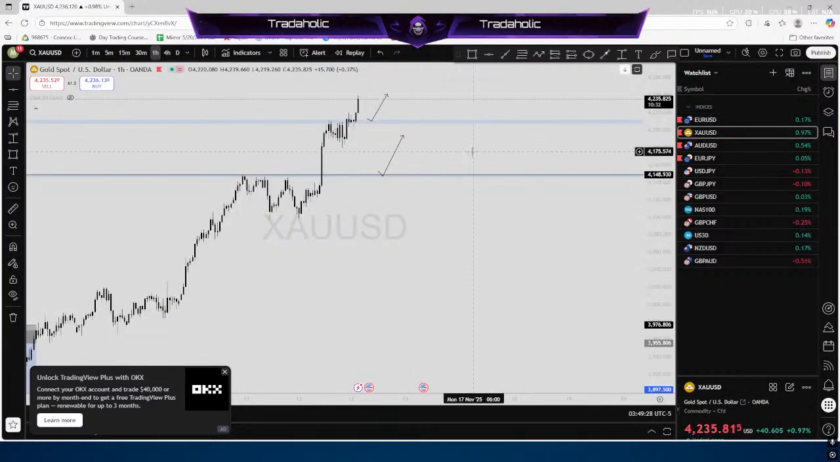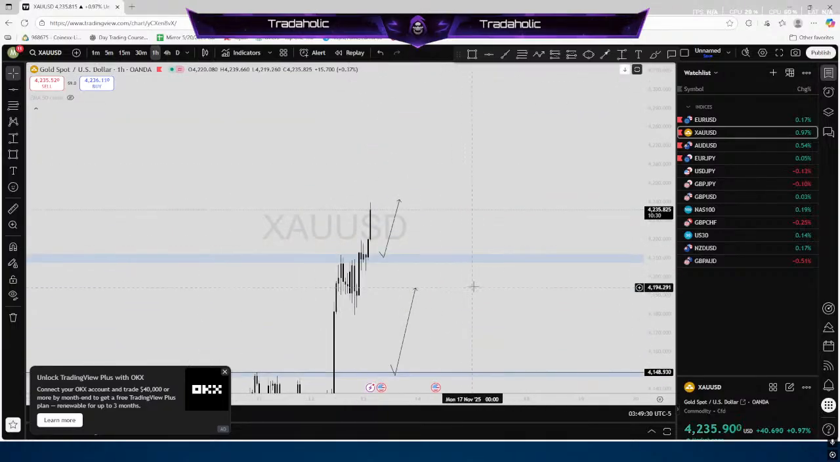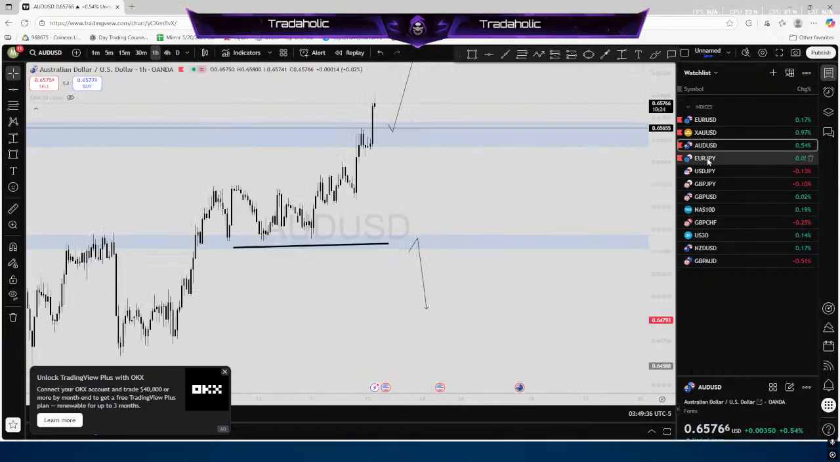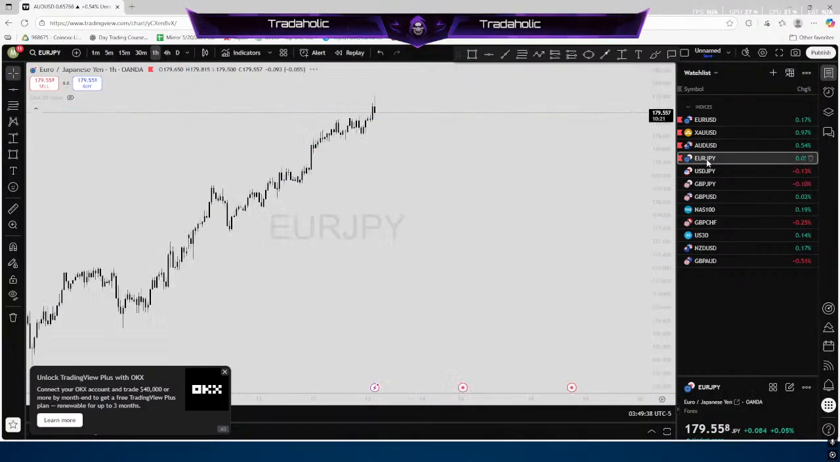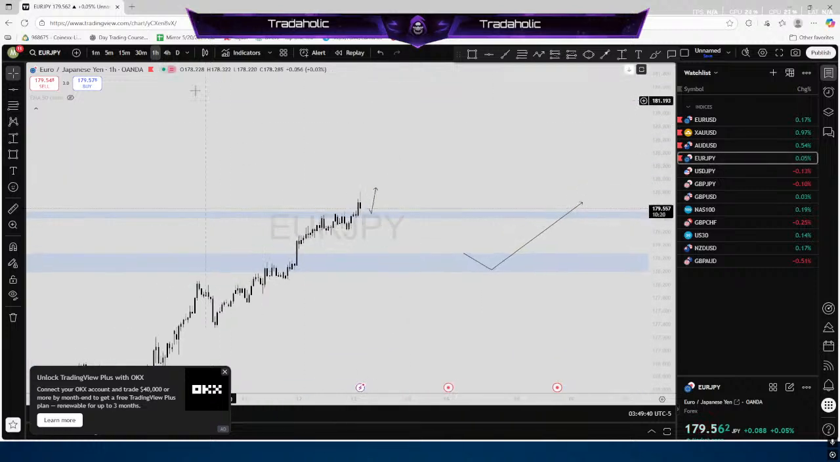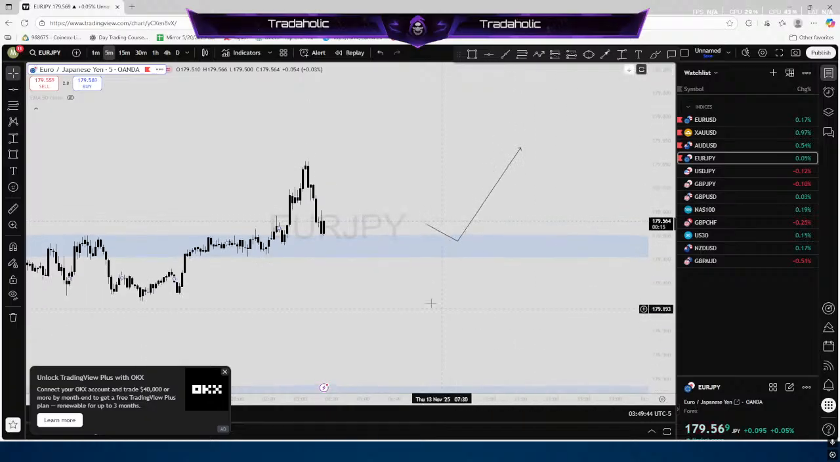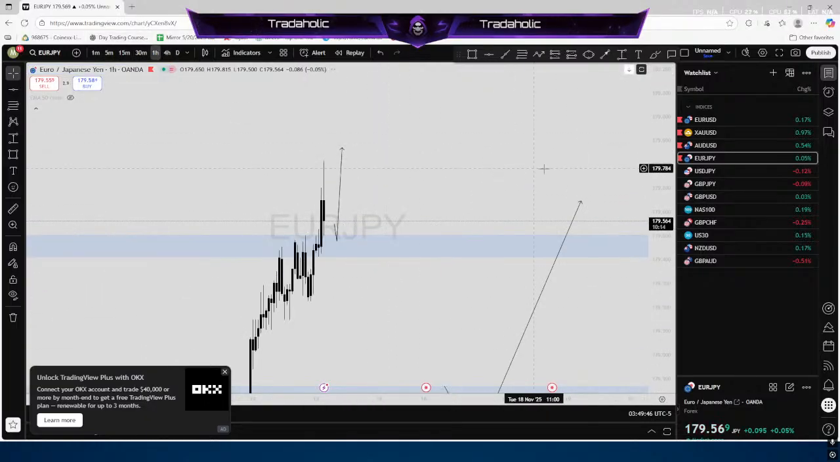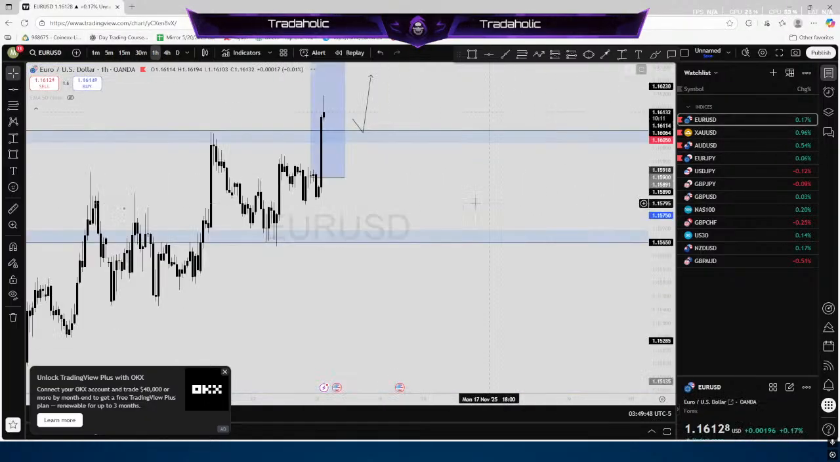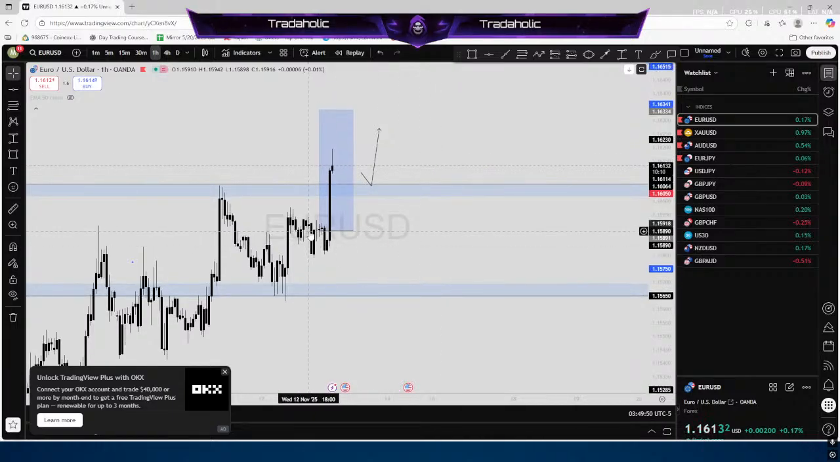Look at gold. You got the break, still no retest. Hey, you got the break, no retest. Okay, EJ gave us a retest. You got a 5-minute chart. The 5-minute chart has no structure, so no trade there. The 5-minute chart has to have structure for me to take a break and retest setup. No structure, no trade.